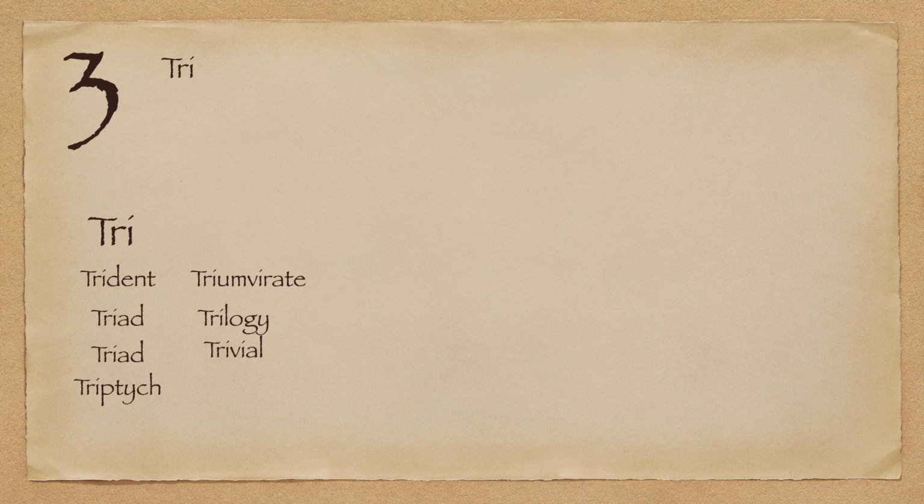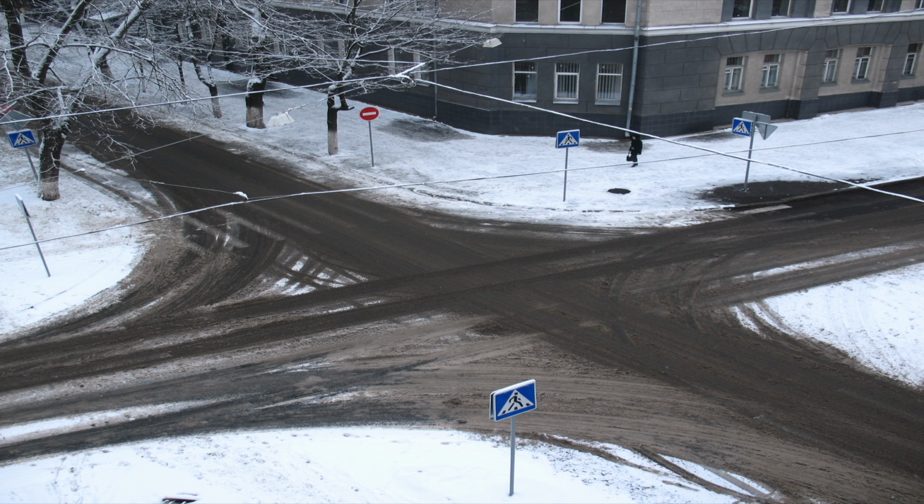So the word is fairly easy. Trivial means of little value or importance. But what's the connection with three here? The word trivial comes from the Latin word trivium, and trivium means a place where three roads meet, or essentially a junction or a common junction where roads are coming together.